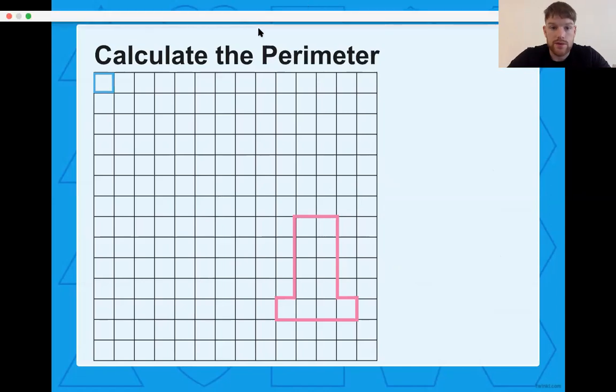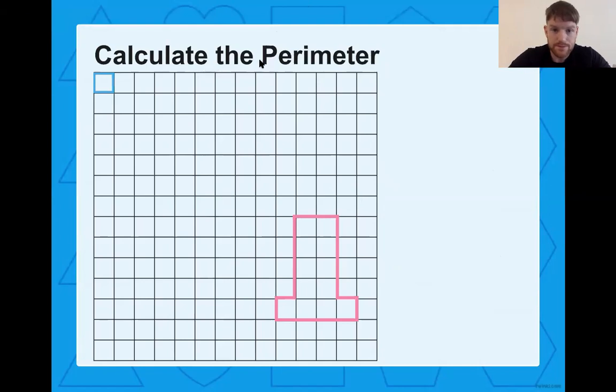Okay, so we'll have a look now at calculating the perimeter. So each of these squares here, this is the grid, and each of these squares is 1 centimeter. Each of these squares here is 1 centimeter squared, I should say, because it's 1 centimeter here, 1 centimeter there, 1 centimeter there, 1 centimeter there. They're all 1 centimeter, right? So let's have a look at this shape here.